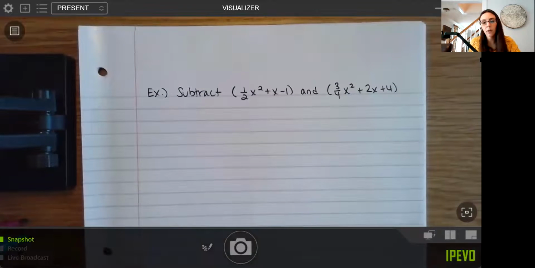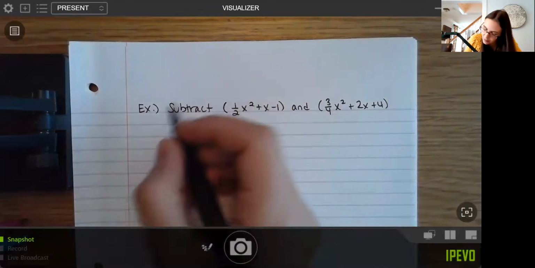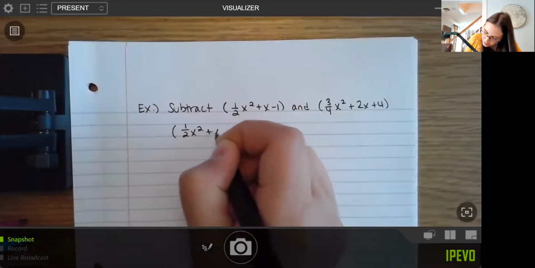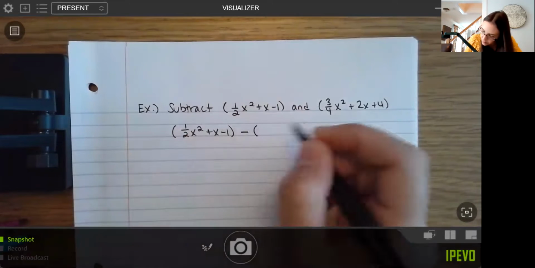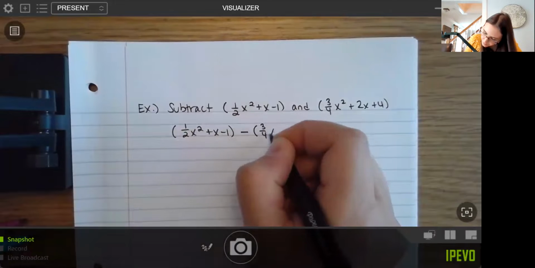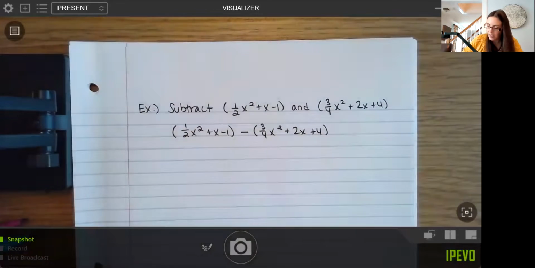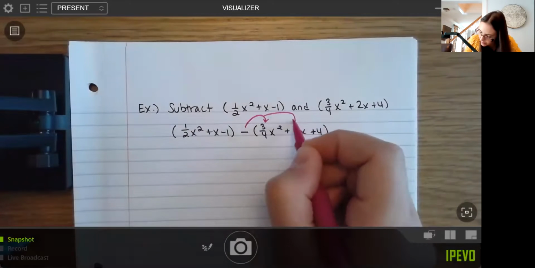So you can do these vertically if you like, although I do find, again, it gets a little bit confusing with all those sign changes. So I would still change everything over first and then write it vertically after that. So for instance, we have 1/2 x squared plus x minus 1. I don't have any keywords like from or than, so it's just straight subtraction here. And you want to remember that this is going to change all those signs over.